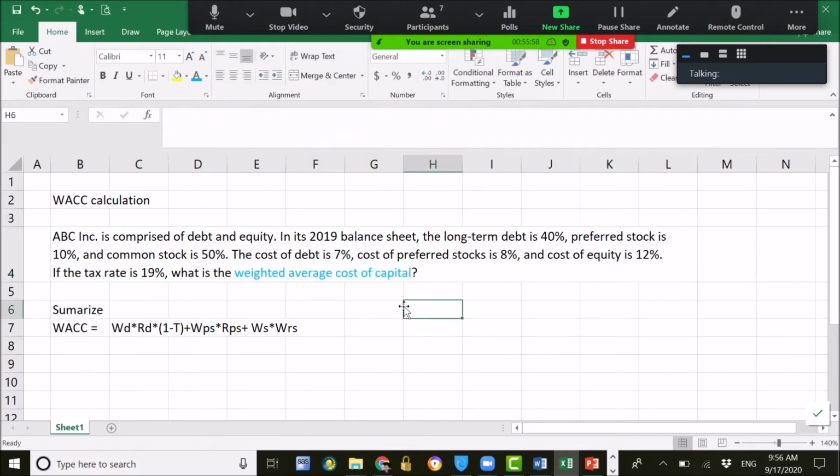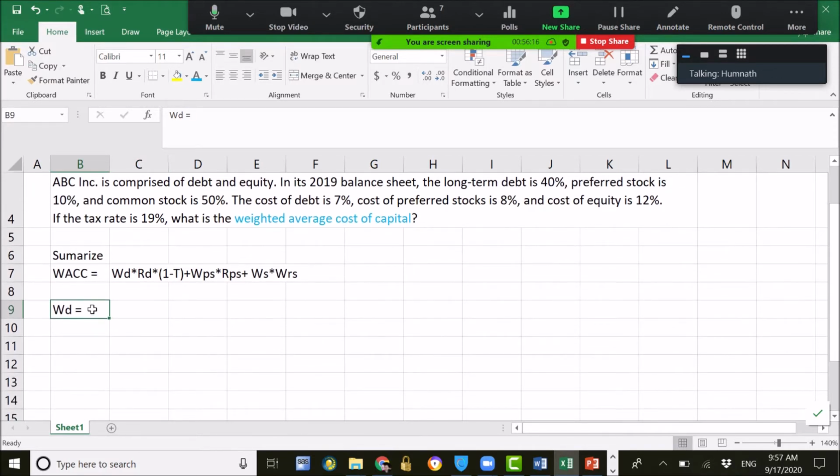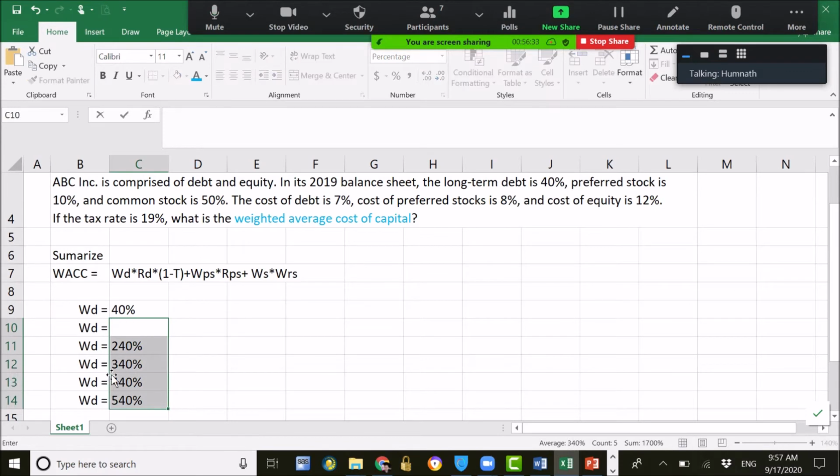So I'm going to start with the formula and put in all this notation. So WD, can you please tell me what is WD in this question? What is the weight of the debt in this example? Thank you, 40%. Please tell me whenever I write these numbers. So let me put 40% nicely, and let me take them down. All right.